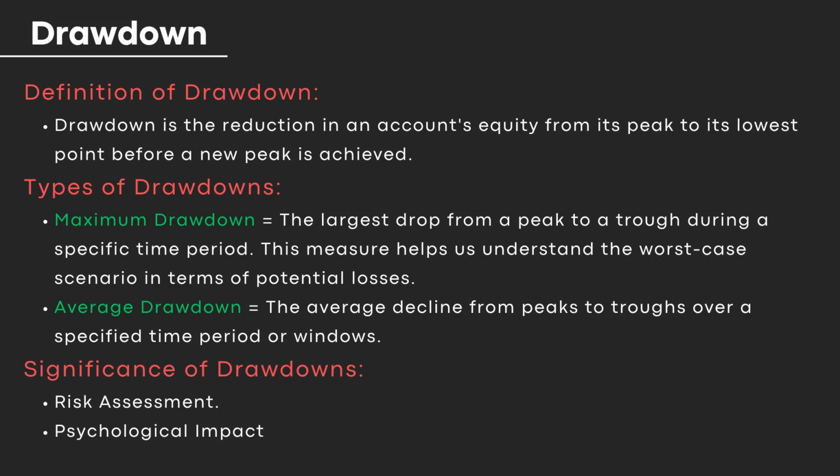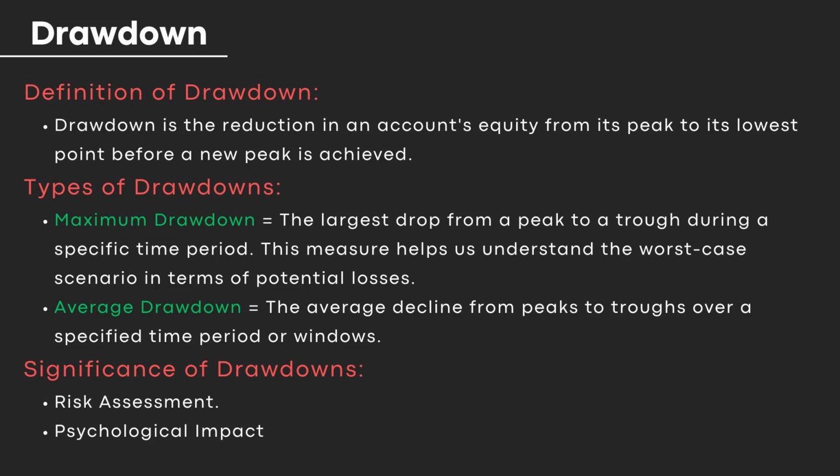First up is the maximum drawdown. This gives you a measurement of the biggest drop you've ever had in your trading performance over a set record of data, from a peak to a trough over a certain period. It's super useful for understanding the worst case scenario for how much you could potentially lose during a rough patch.